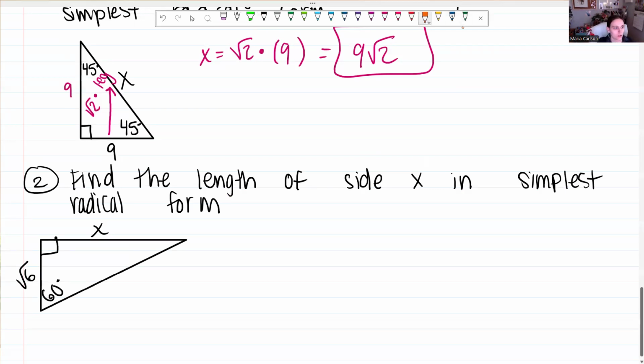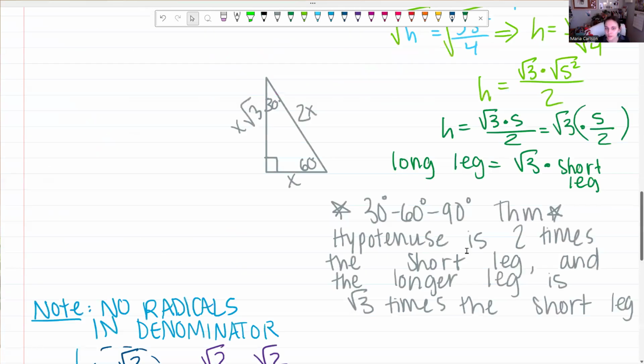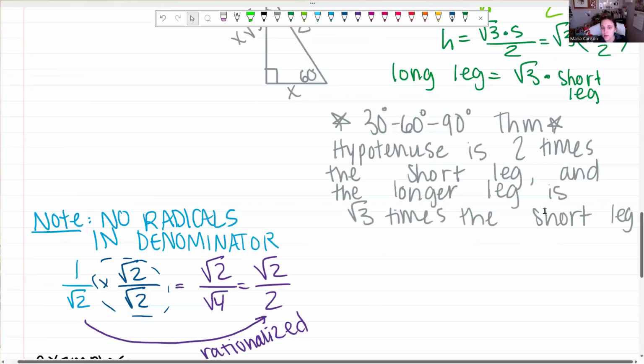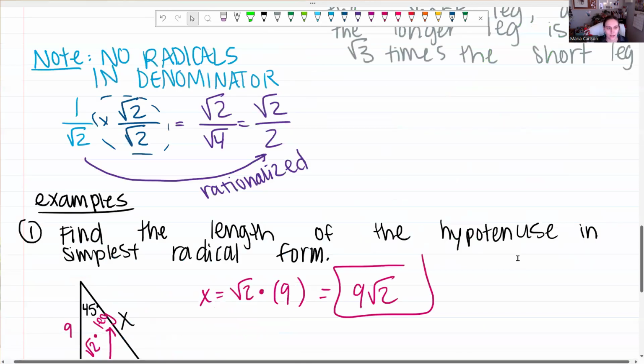If this is all I know, I do know that this is a 30, 60, 90 triangle because I know this angle is 90 degrees up top and the bottom angle is 60 degrees. Together, those make 150 degrees, which is 30 degrees away from 180. So this is a 30, 60, 90 triangle. In a 30, 60, 90 triangle, the hypotenuse is 2 times the short leg. We don't really care about the hypotenuse; we're asked about the longer leg. The longer leg is the square root of 3 times the short leg.